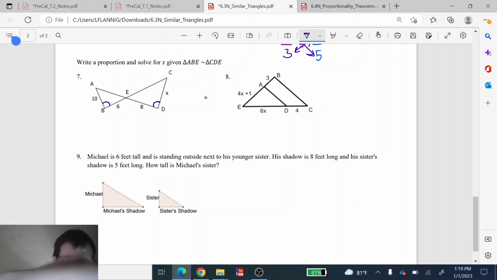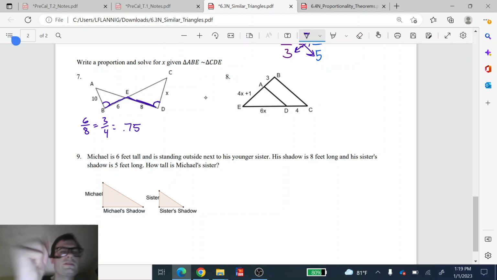And the scale factor, if these were proportional, they're actually given they're proportional, so we have to find the scale factor. We know this side is corresponding to this side right here, so those are corresponding. So then we say 6 over 8 is the scale factor to go from the big one to the small one. So that ends up being 3/4 or 0.75 if you go from big to small. And you can do the reciprocal of that to go from small to big.